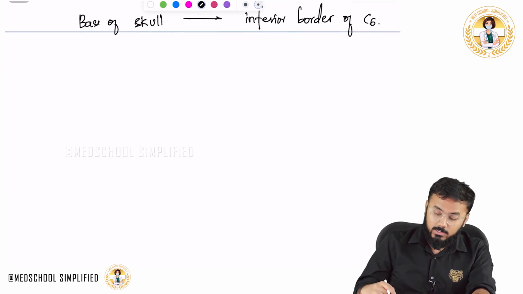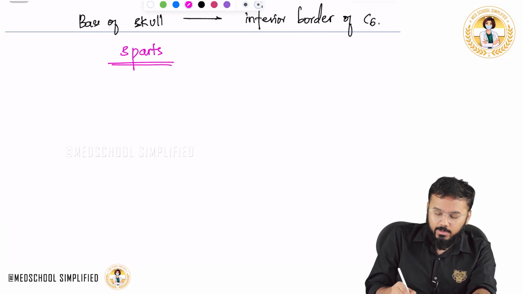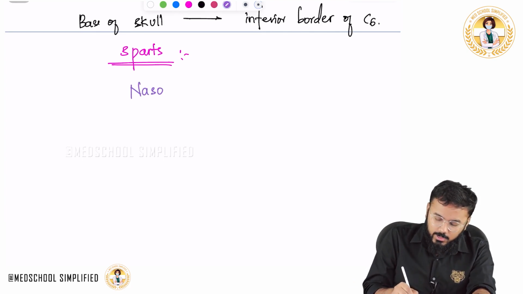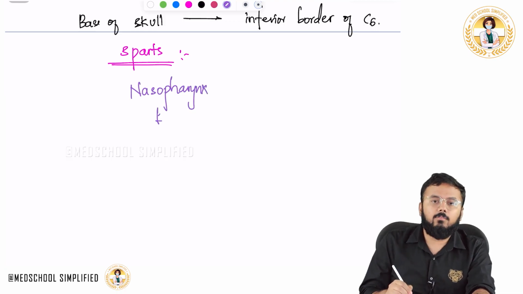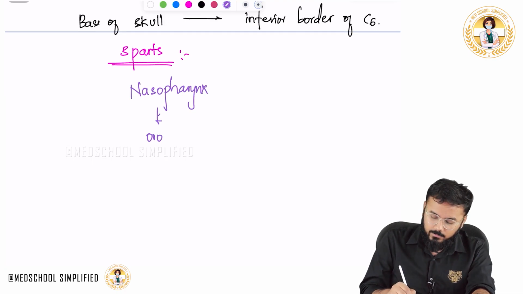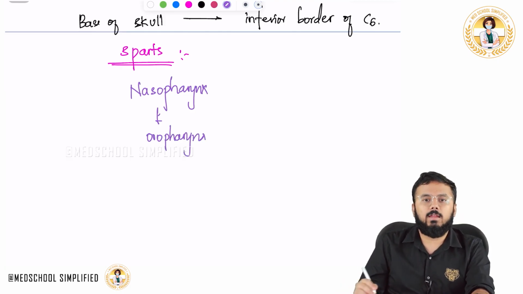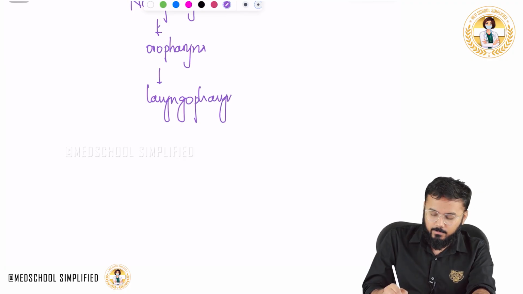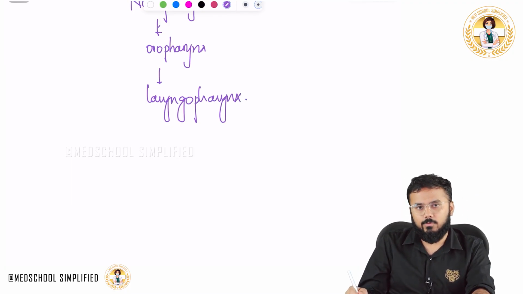So basically within the pharynx we have got three different parts. What are those three different parts? One is called your nasopharynx. After that we have got something called oropharynx, and finally we have got laryngopharynx. So three important things: nasopharynx, oropharynx as well as laryngopharynx, right?